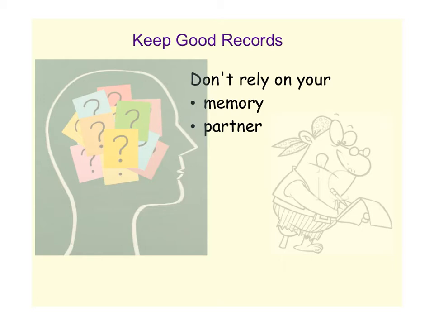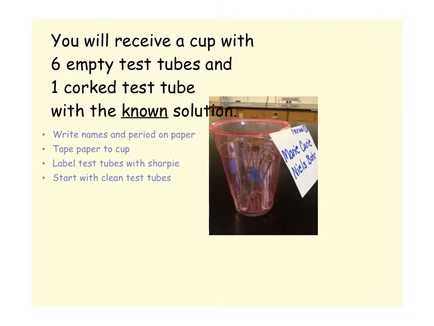You're not going to want to rely on your partner either. You're going to want to make sure that you both understand what's going on every single day. On the first day, you're going to receive a cup with 6 empty test tubes and 1 corked test tube that has the known solution in it. This is the solution that has all 9 in there. You're going to want to make sure you label your cup and that you put it in the correct bin.